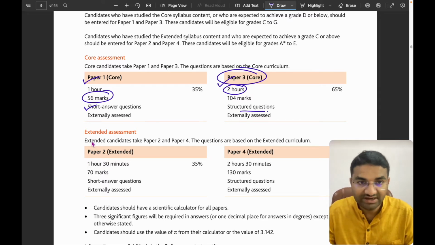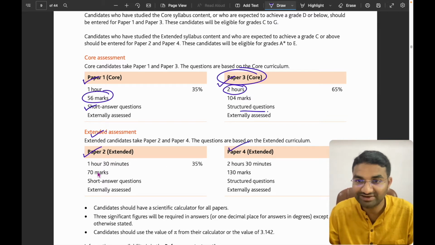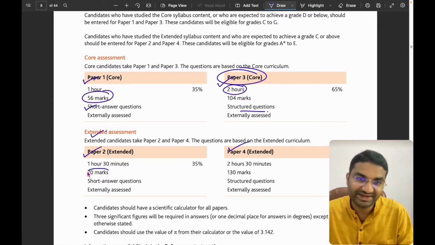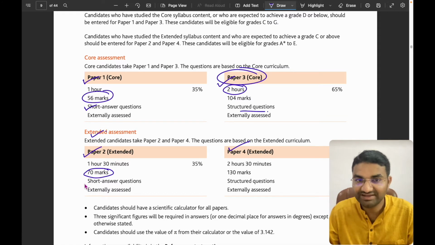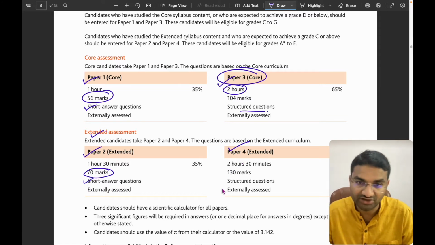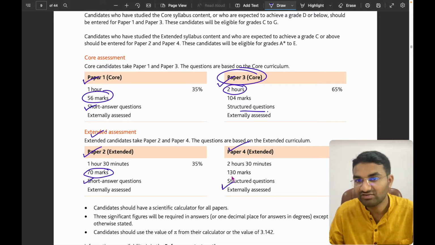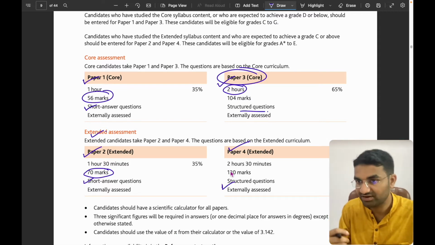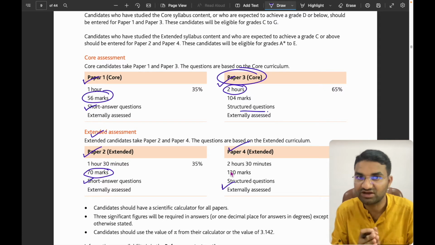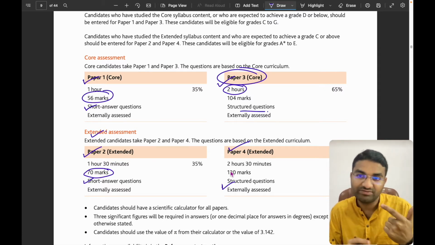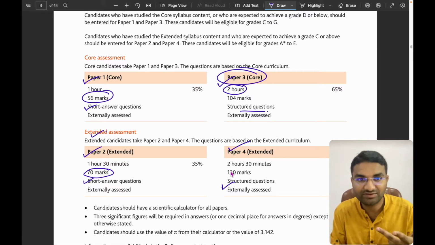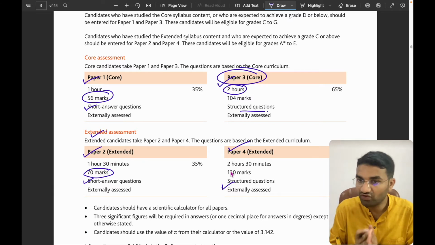So extended students, you have to give paper 2 and paper 4. Paper 2 is a 1 hour 30-minute paper and 70 marks, again a short answer question paper. And paper 4 is a structured question paper of 2 hours 30 minutes. Okay, so I hope you understood the structure. For core, it's paper 1 and paper 3, and for extended students, it's 2 and 4.